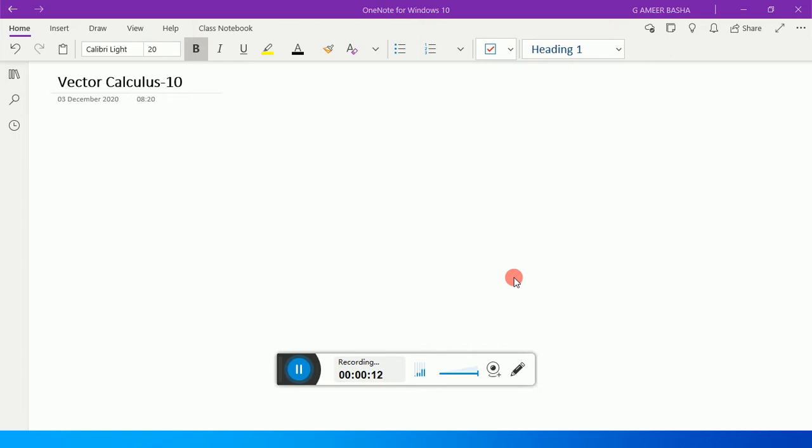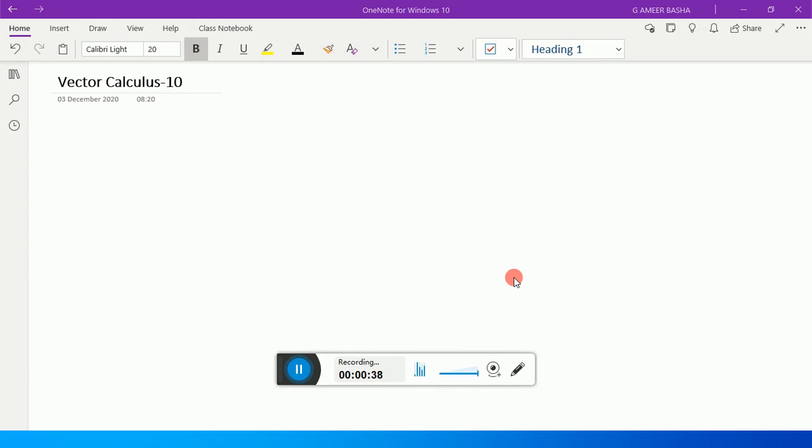Today we will discuss integration of a vector in vector calculus. So far, from lecture 1 to lecture 9, we have completed differentiation of a vector. We have seen the gradient of a scalar function, divergence of a vector function, and curl of a vector function. Now we will move to the integration topic, integration of a vector.